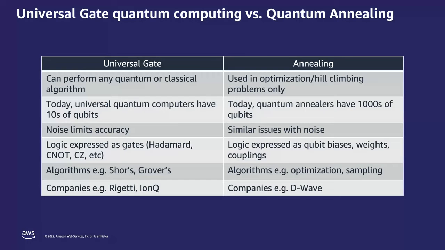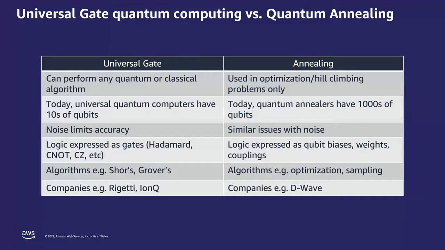So in a universal gate quantum computer, ones like from Braket or IonQ, you can perform any quantum or classical algorithm, to some extent. In annealing, they're actually used for a much narrower problem set. Okay, so in annealing, you're used to just doing optimization or hill climbing problems. It turns out that those are a very interesting class of problems, and they're very applicable to real world scenarios. But the annealers are more constrained in terms of the type of algorithms that they'll run.